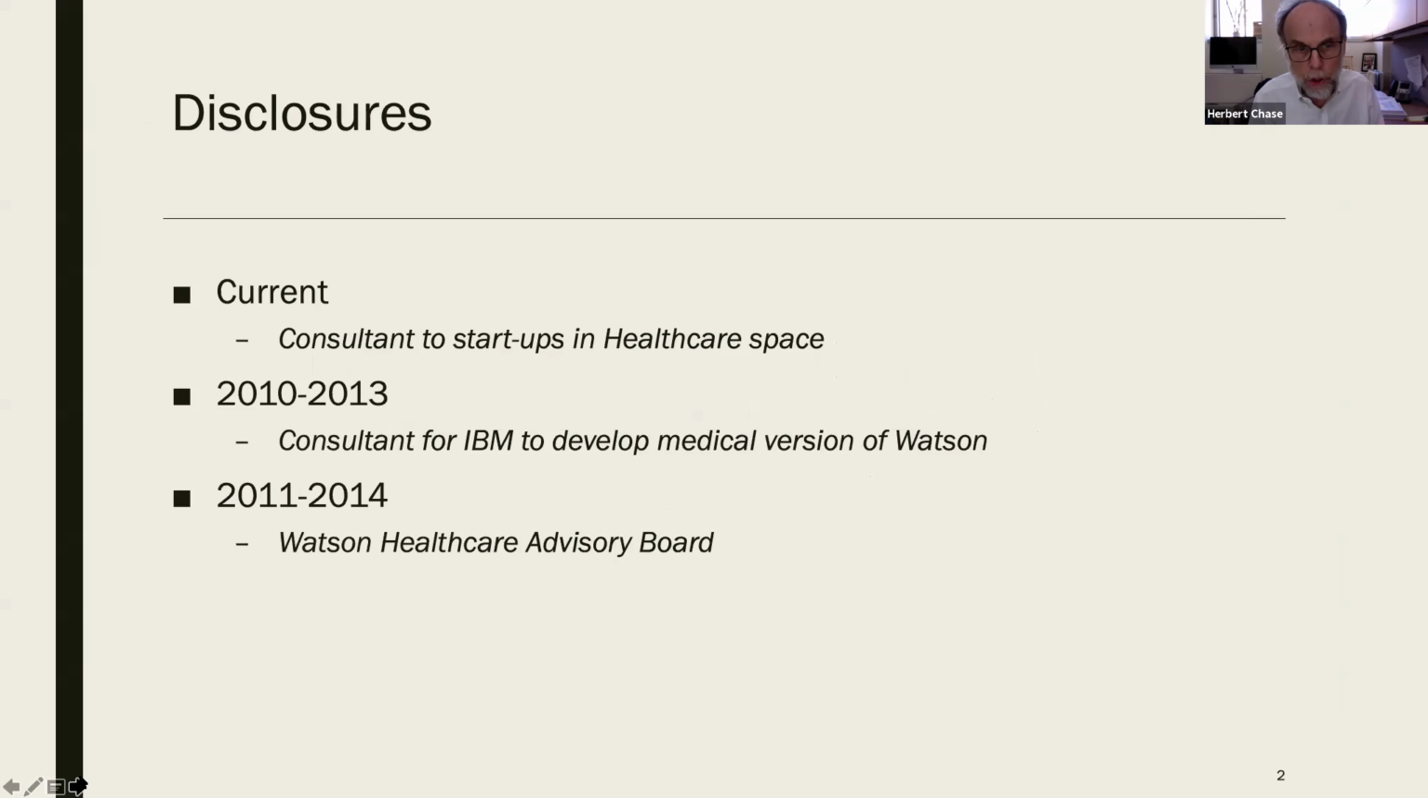Just a couple of disclosures. I consult with startups in the healthcare space. I taught Watson, along with my medical students, how to be a good doctor in the early part of the 2010 to 13. This is when IBM had just beaten Jeopardy contestants and now wanted to have a medical version of Watson. I was on their advisory board, but as of now, I have no contract or actually any contact with IBM, and that will be apparent when I start talking about some of the missteps that they've made over the years.